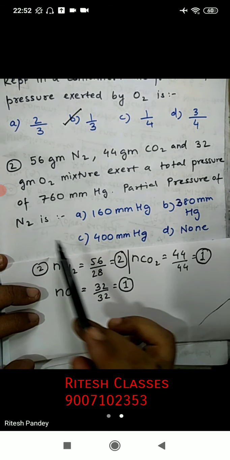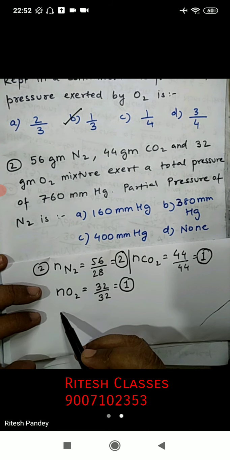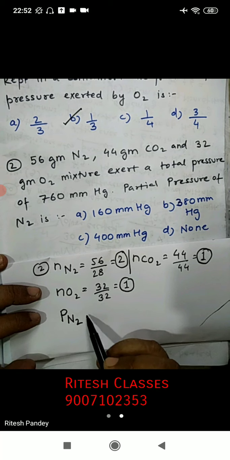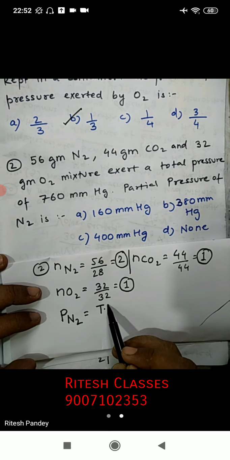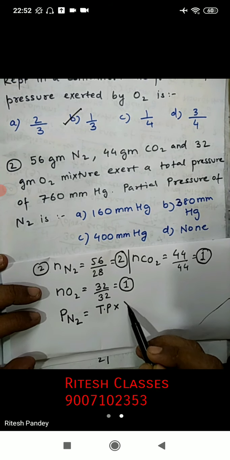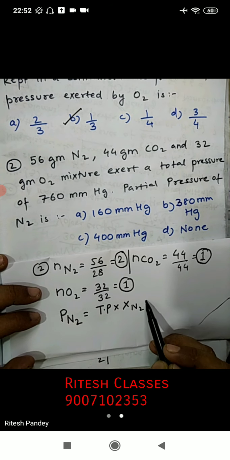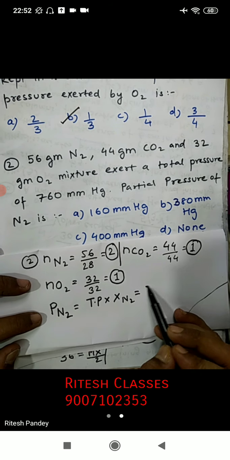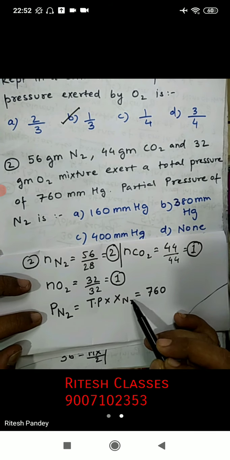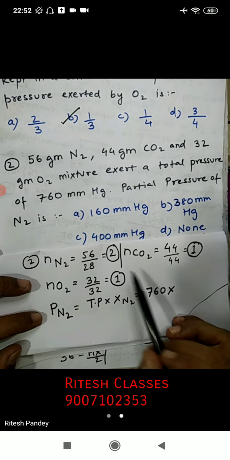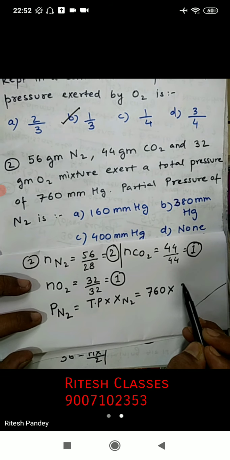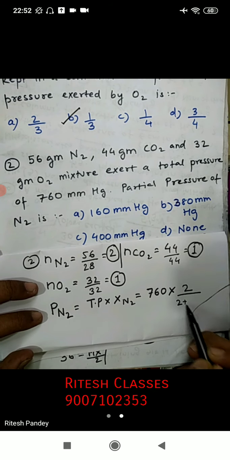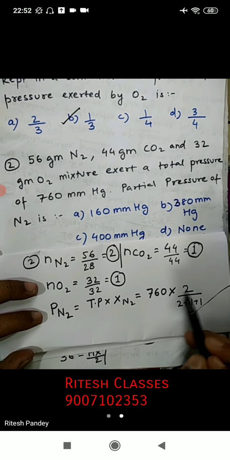You have to find the partial pressure of nitrogen. You know the formula is total pressure into mole fraction of nitrogen. Total pressure is given as 760, and the mole fraction of nitrogen will be number of moles of nitrogen, which is 2, upon total number of moles, which is 2 plus 1 plus 1. I hope you all will understand this.